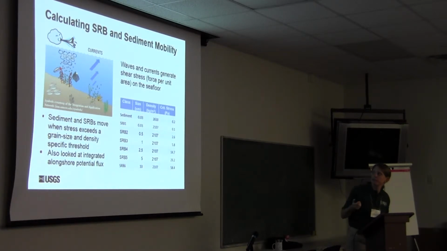So this was the classes we looked at. We looked at sand, just the natural sediment, and then we looked at 6 size classes of SRB ranging from a sand-sized little guy up to a 10-centimeter SRB. The other thing we looked at was integrated alongshore potential flux.